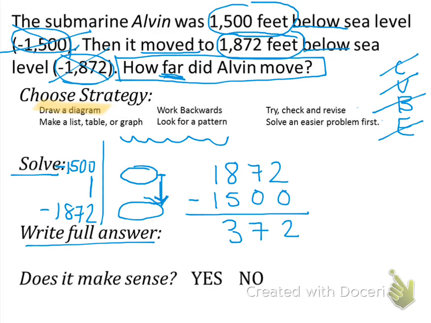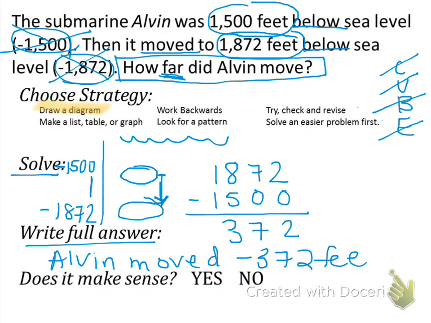Now we need to write a full answer. Alvin moved negative 372 feet. Why did I put the negative in my answer? I put that negative in my answer because he moved down. He didn't move up, he moved down, so that's why I put the negative there. Does this make sense that from here to here it was negative 372 feet? I think so. Yes. And we're done.